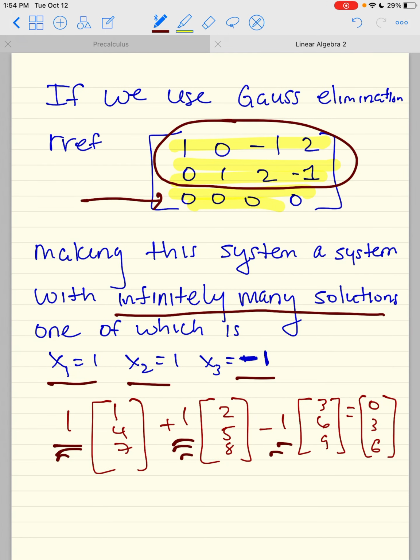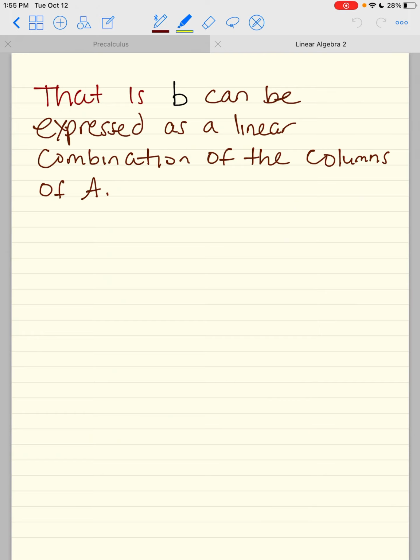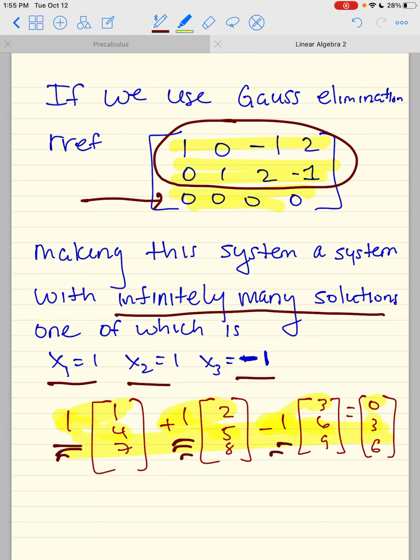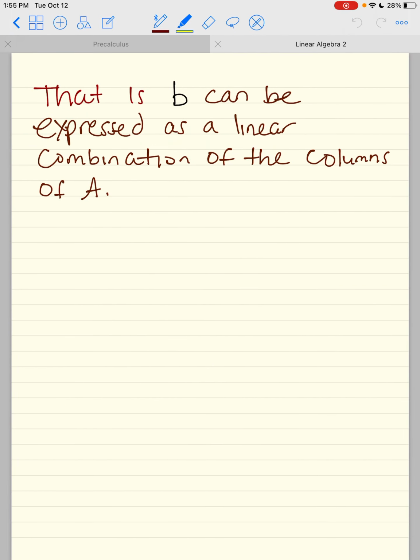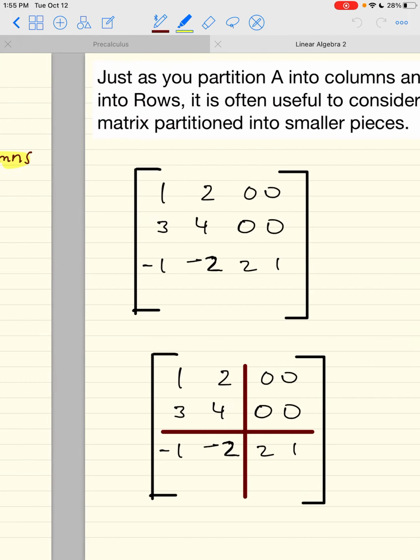And if you look at this, 1 plus 2 is 3, minus 3 makes 0. 1 times 4 plus 1 times 5, minus 1 times 6 makes 3, and so on. So that's one of our solutions. That is, b can be expressed as a linear combination of the columns of A. So this is one of the ways that we can express b as a linear combination of the columns of A.